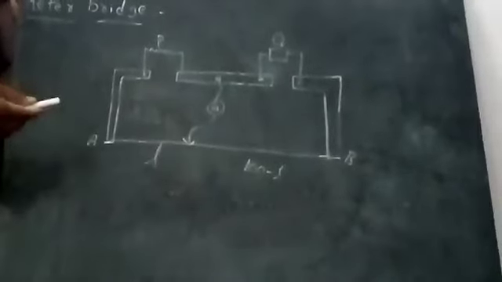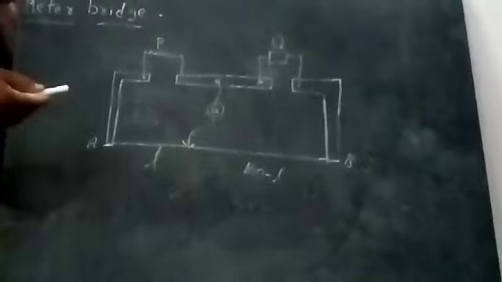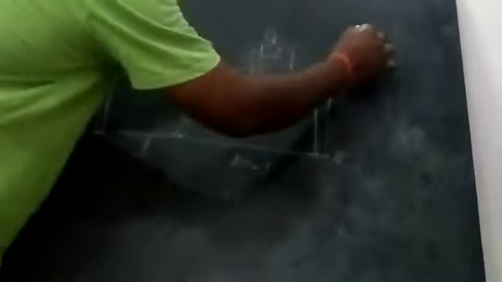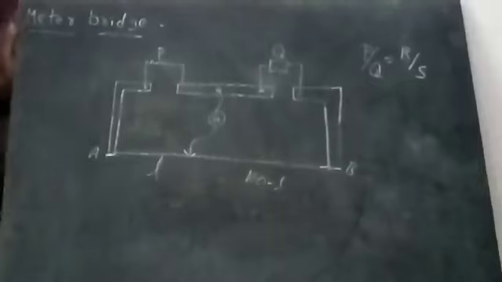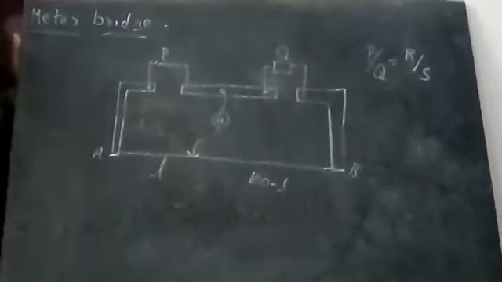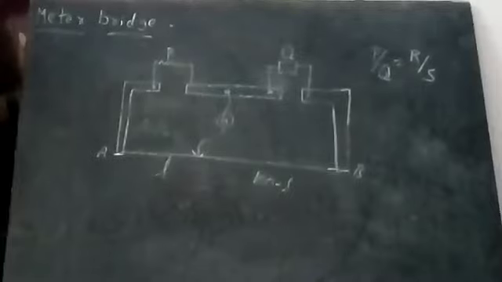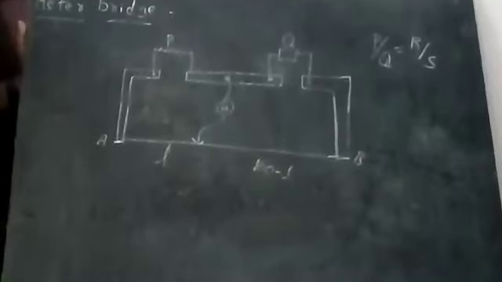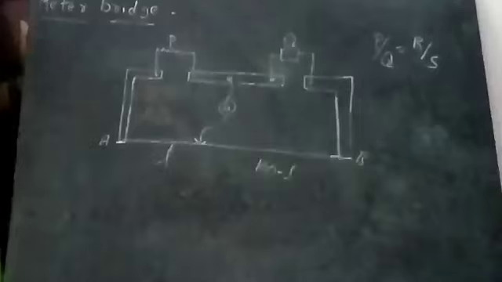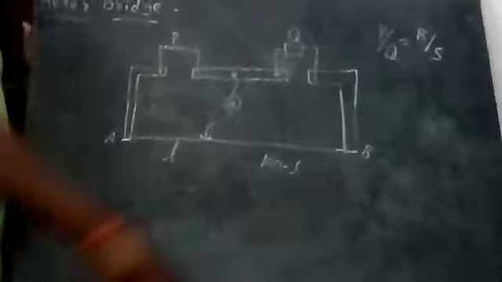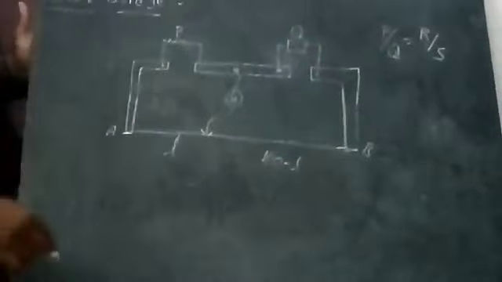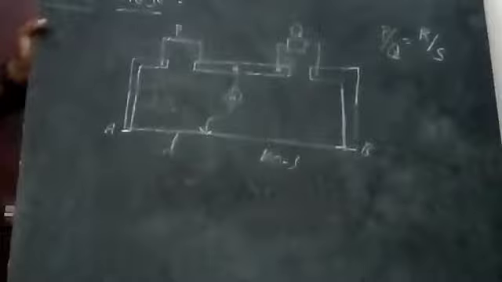Yesterday in Wheatstone's bridge we took four resistors, namely P, Q, R, S, and finally we got the relation P by Q is equal to R by S. If four resistors are given and you know three resistor values, and the fourth is an unknown resistance, then by using the three known values we can find the unknown value using the relation P by Q is equal to R by S. So based on this principle, now we can see the construction and working of the meter bridge.